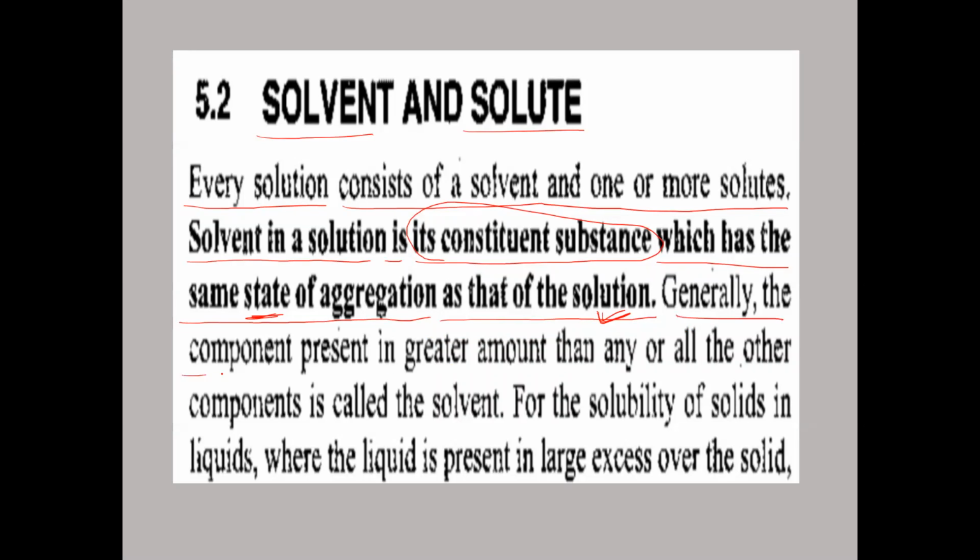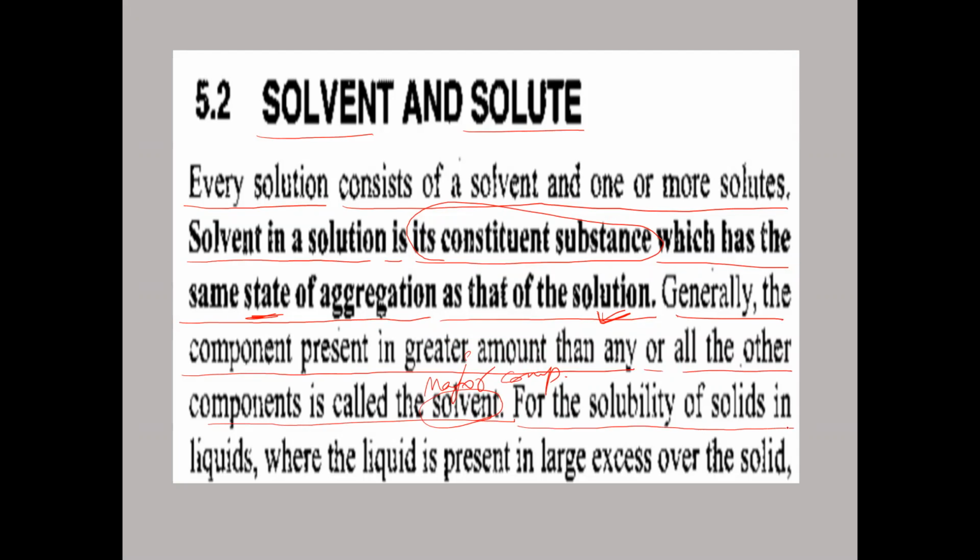Generally, the component present in greater amount than all the other components is called the solvent. Among all the components, if any component is present in greater amount, that will be called the solvent. So solvent is called the major component. What is the major component of a solution? Solvent. Always only one solvent will be there for any solution.